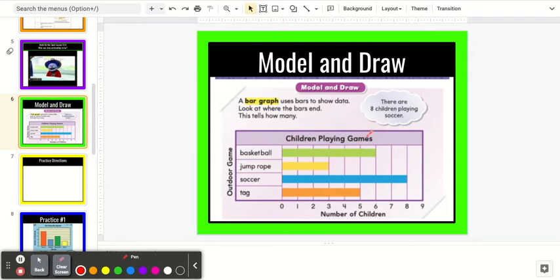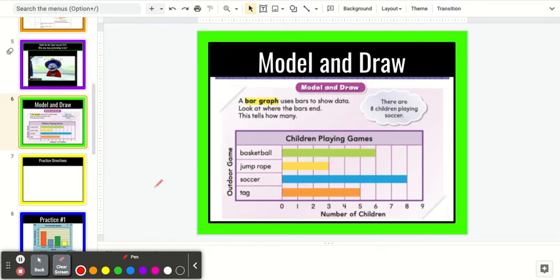So that's the title. The scale goes from 0 up to 9 and it counts by ones. Some scales count by twos. So you always want to make sure you're looking and seeing exactly where the scale is and what it's counting by. And then the category is what the bar graph is showing you. So in this case, it's outdoor games, and it includes basketball, jumping rope, soccer, and playing tag.